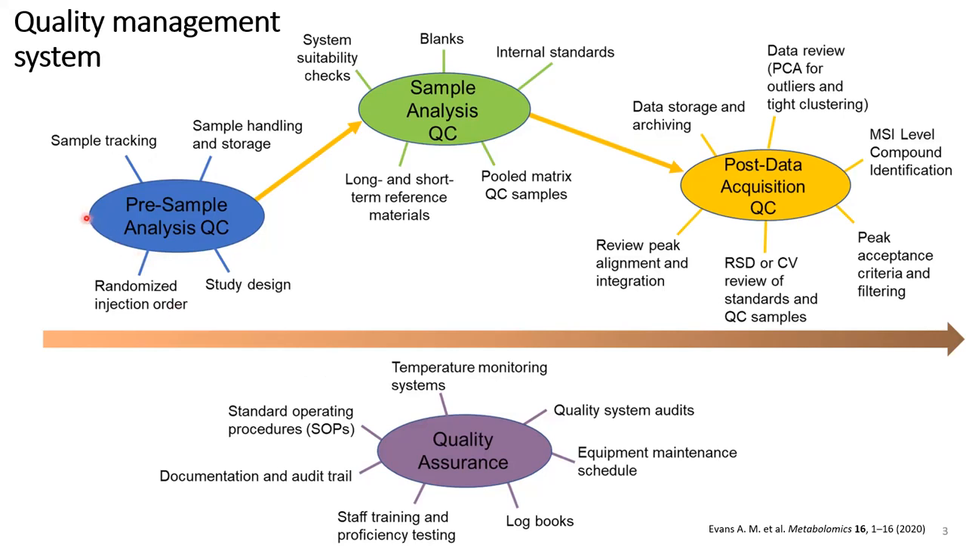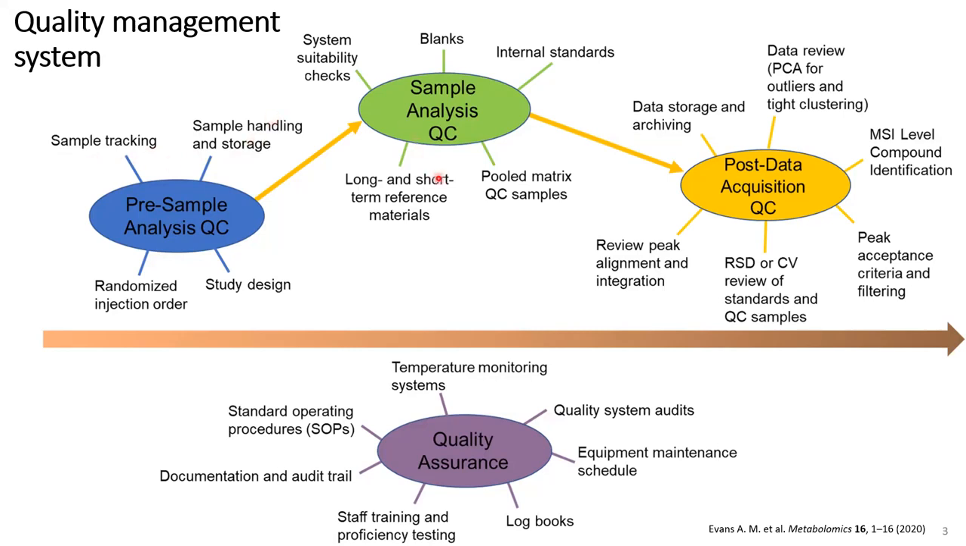So QA and QC is under the umbrella called the quality management system. And there are some quality controls that are happening just before analysis. That could be something about study design descriptions, sample handling and study sample storage descriptions, sample tracking, and so on.